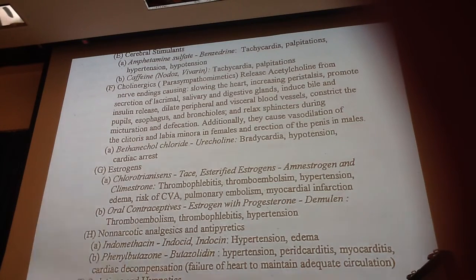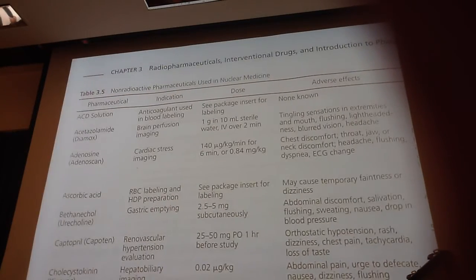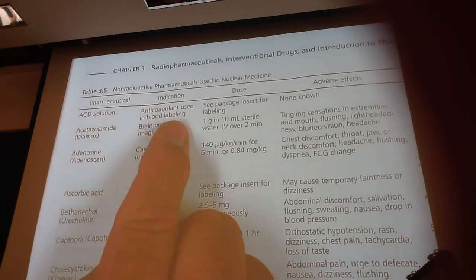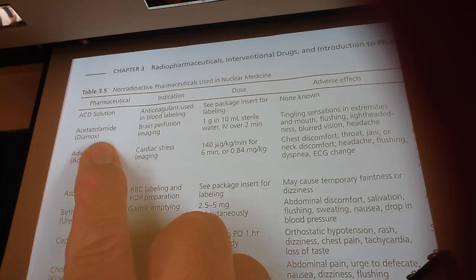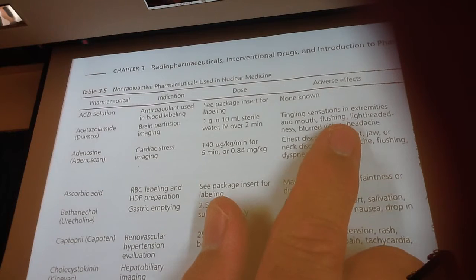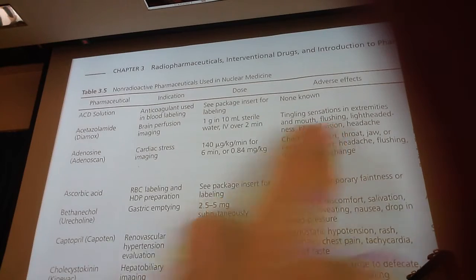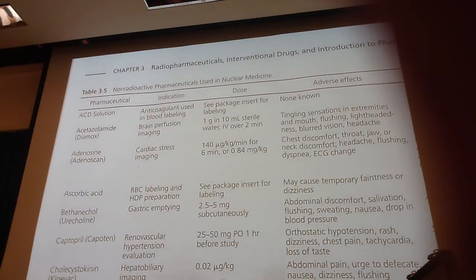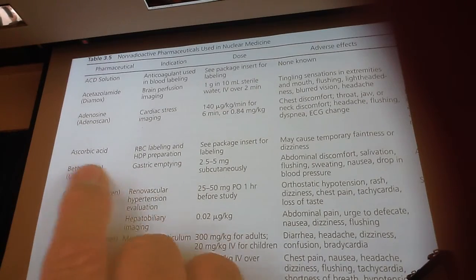On page 33 of the Ann Steves book, I want to take a look at some of those things here. The ACD solution is an anticoagulant that we use for labeling red blood cells, especially when we use chromium-51. Dimox, you may or may not have done a brain scan with this. Some places do this on patients when they have decreased brain perfusion. They give them some Dimox. Dimox releases carbon dioxide, and that causes your brain blood vessels to dilate. Here's our adenosine. Here's ascorbic acid.